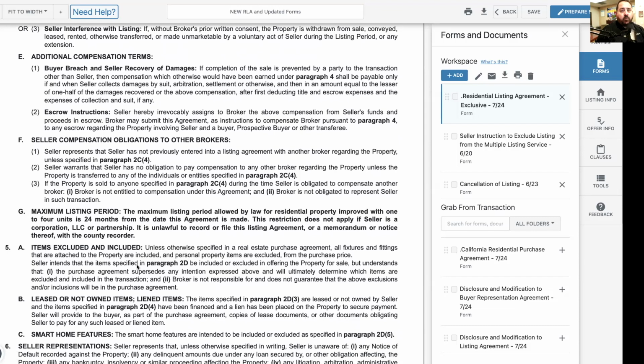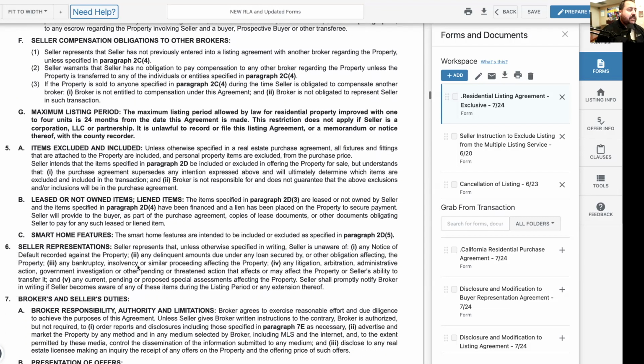Maximum listing period. We know that the listing period is only 24 months. It talks about here about items included, excluded. It goes into detail about what is normally included or excluded from the sale, at least or not owned items and liened items that we talked about, that we mentioned earlier in paragraph 2, and the smart home features. So it just gives them a little bit more detail about what those items in paragraph 2 were referencing.